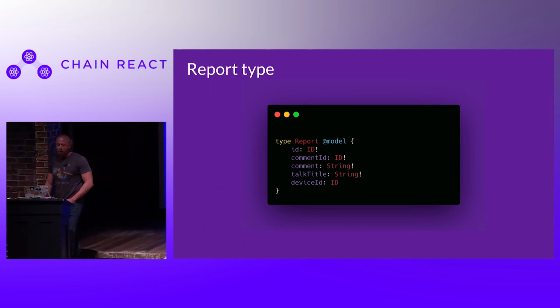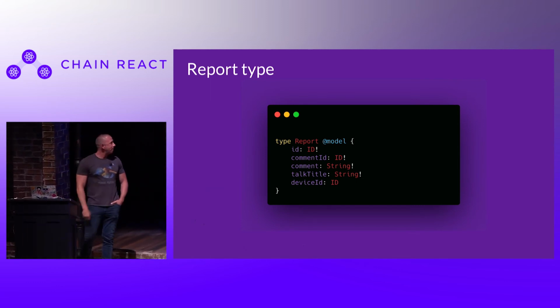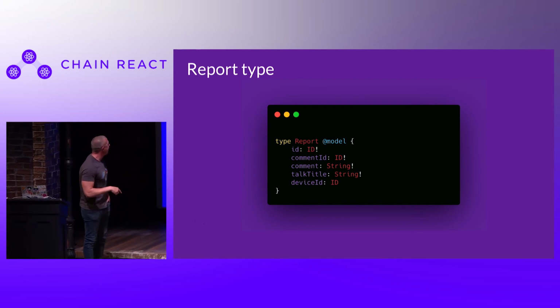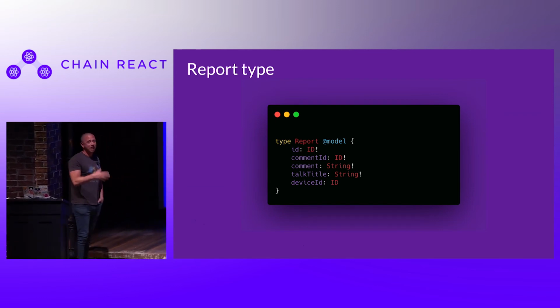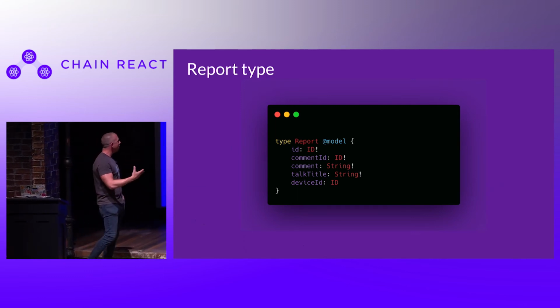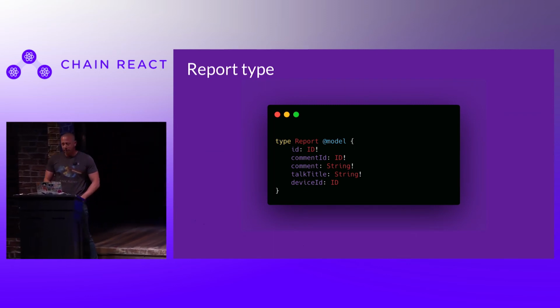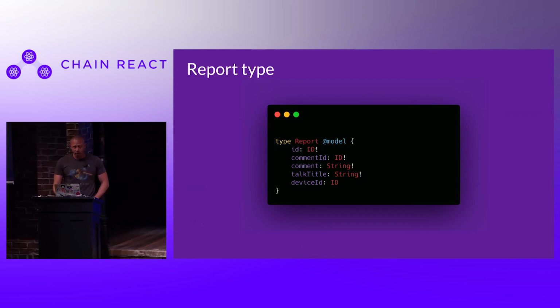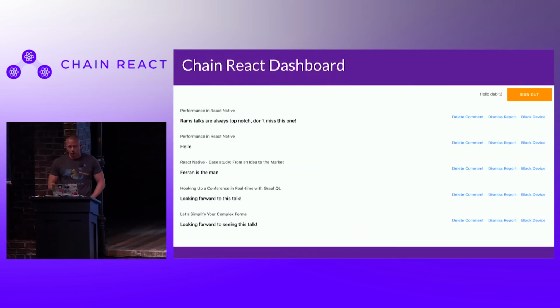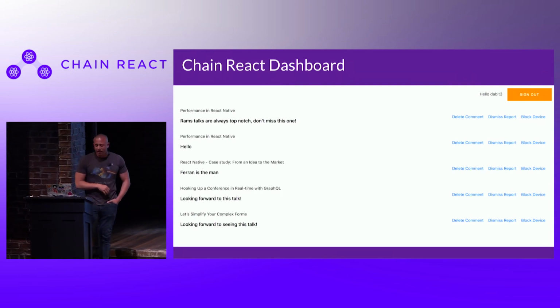So I created another GraphQL type. This type had the fields of comment ID, so we wanted to get the ID of the comment that was reported. We wanted to get the string that is the actual comment. We wanted to get the title of the talk, because it helps us visualize what's going on. And then, of course, we wanted to have the device ID for the device that created the report and of the actual report. This is how the dashboard ended up looking.